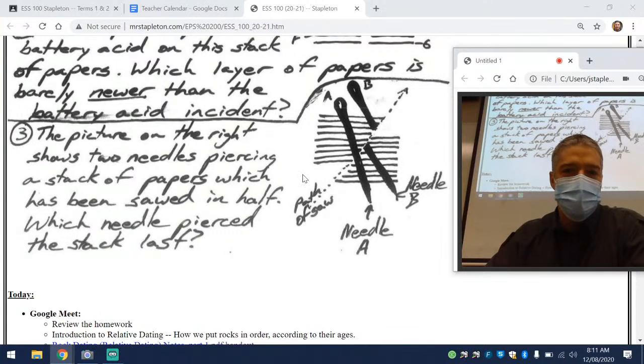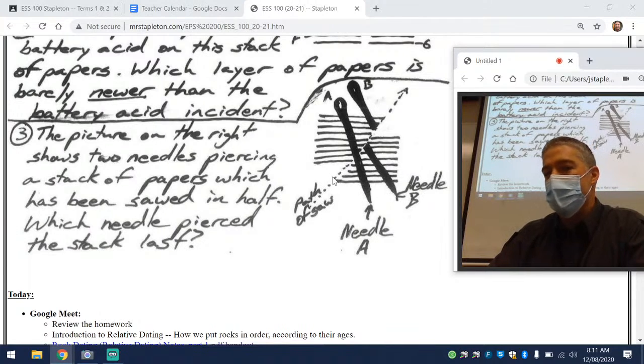So the question is, which needle pierced the stack last? So which needle came last? Needle A or needle B? Needle A. And you can tell it's needle A because this saw went across here and it didn't cut needle A. It cut needle B, but not needle A.